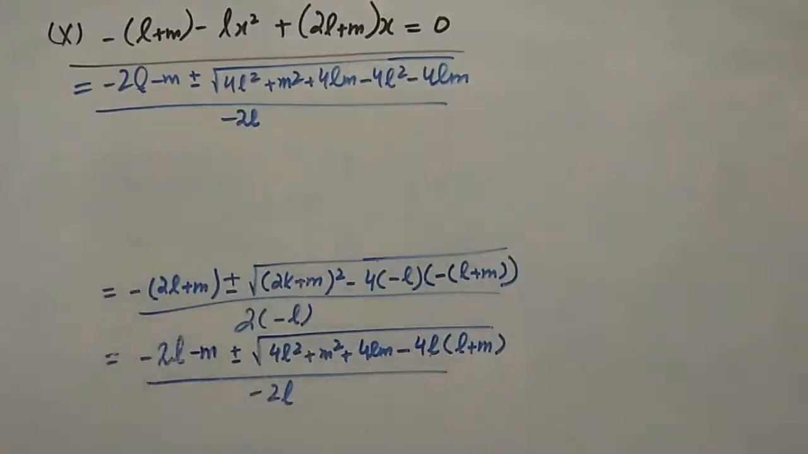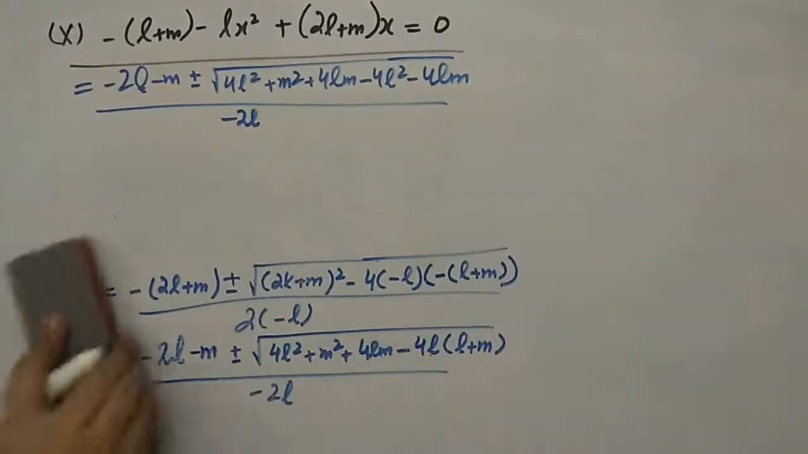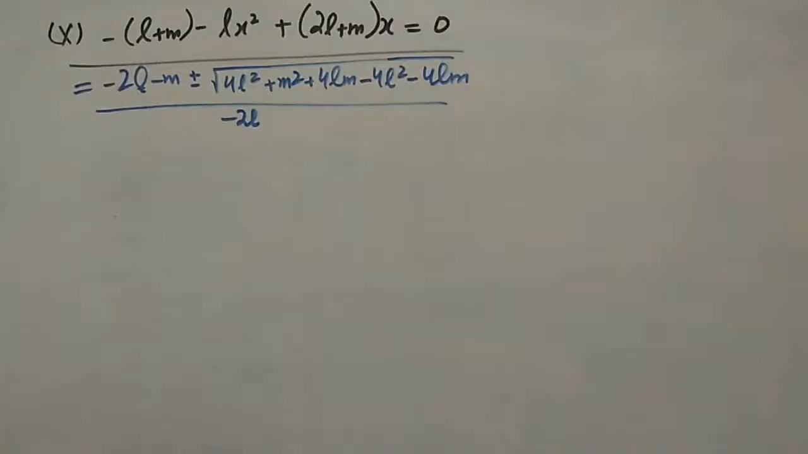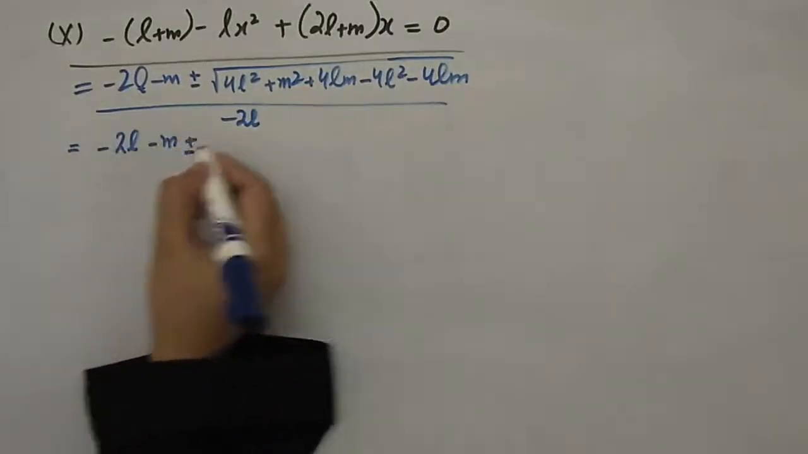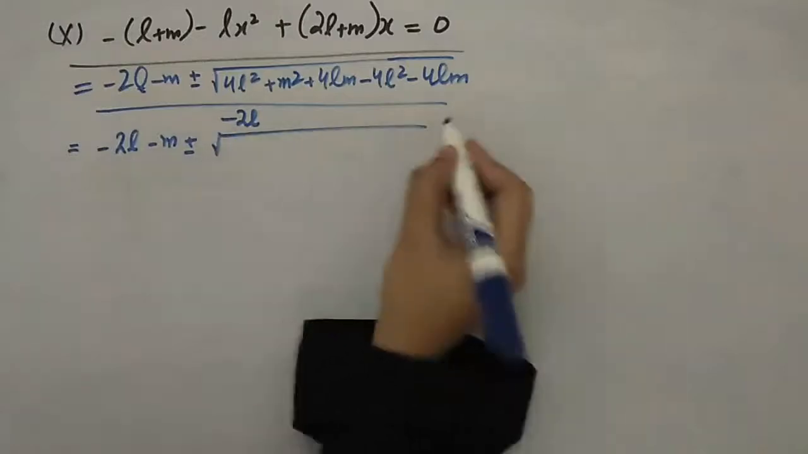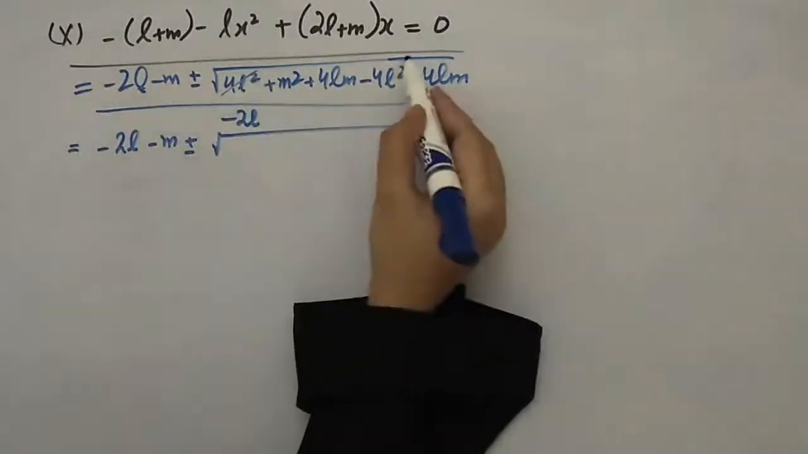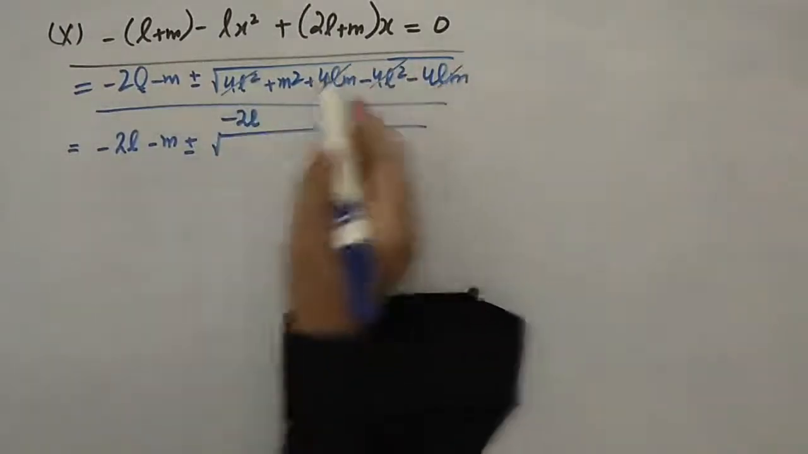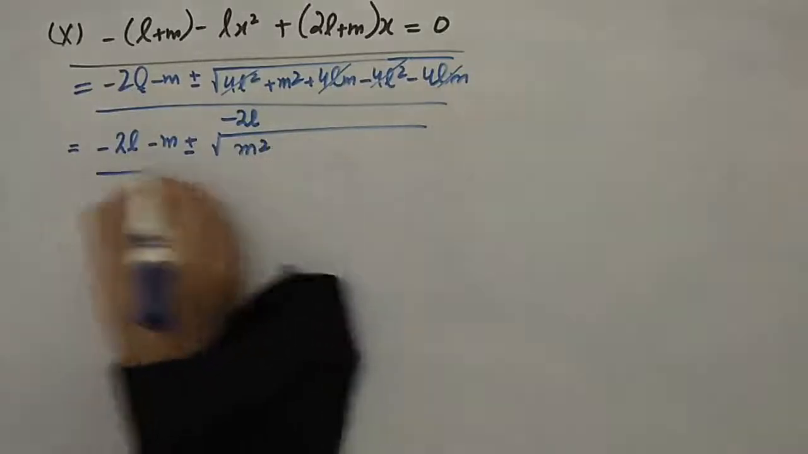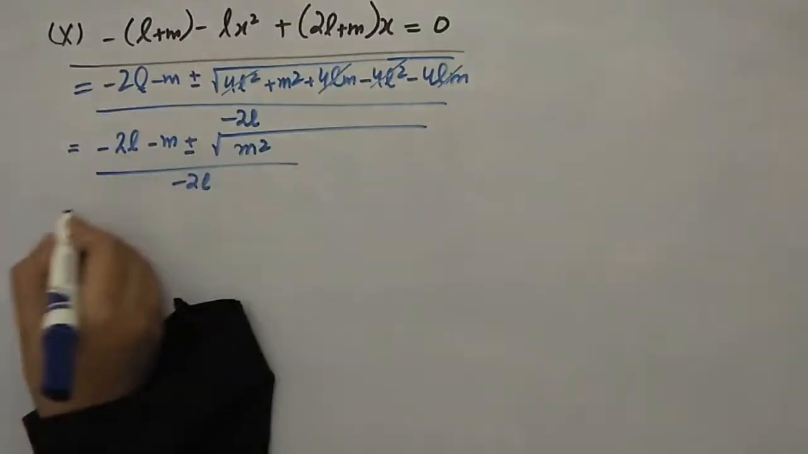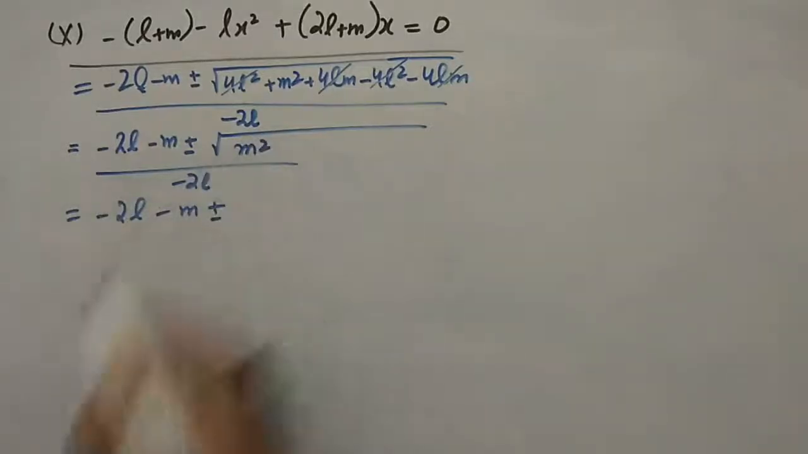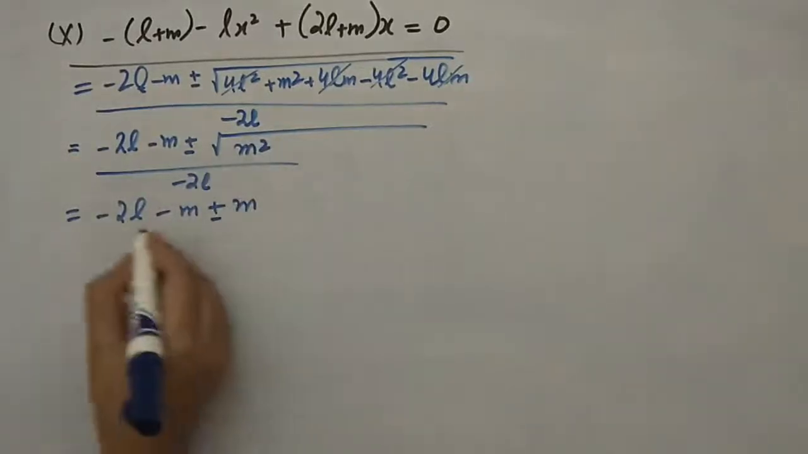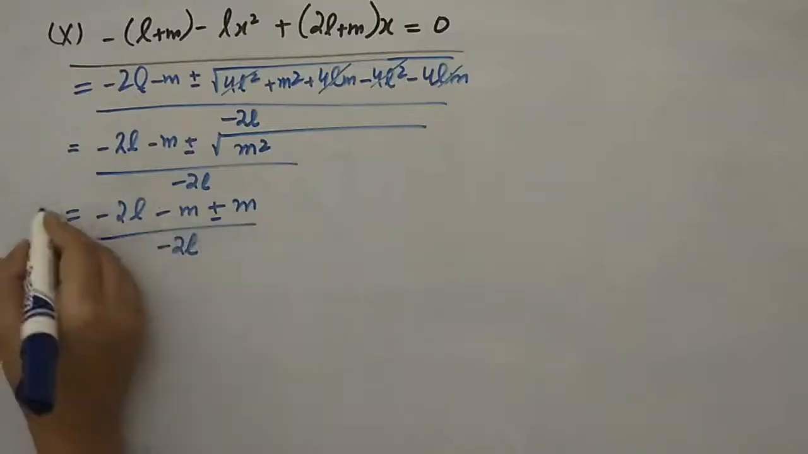Clear? So minus 2l minus m. 4l square will cancel with 4l square, 4lm with 4lm. We have m square over minus 2l. Minus 2l minus m plus minus, square will cancel with this. So we will get m over minus 2l. This is x.